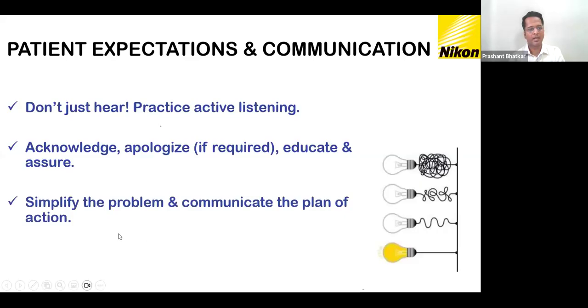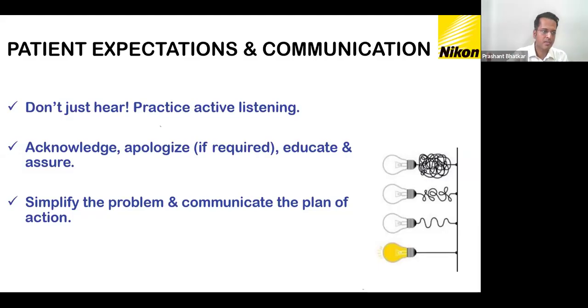Simplify the problem and communicate the plan of action. Don't overcomplicate the problem. If there's a problem with the PD, I like to say that the glasses are made fantastic, the eye test was done well, the frame really looks good on your face. There's a little problem with the centration of the glasses, and I'm going to fix this problem for you, and you'll be very happy with the new glasses.